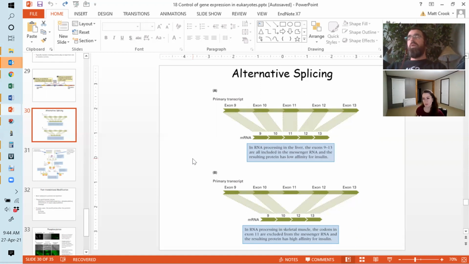But if you have the same protein, but you want to change its function in a fairly fundamental way, one way that you can do that, other than post-translational modification, is to actually change what protein is produced. So in this example, this is our pre-mRNA, our precursor. And there are also exons 1 to 8, they're just not included for clarity's sake. But you have a 13 exon protein. So this is a big protein.